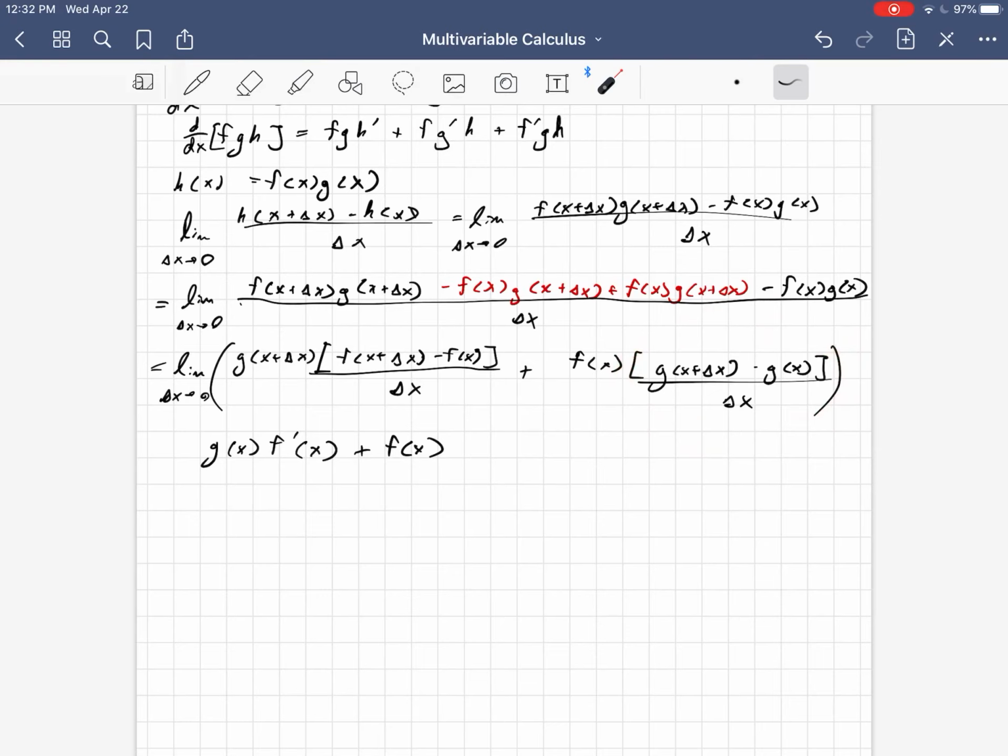Now, plus f of x, because with respect to delta x, the normal x is just a constant. And now all of this is the limit definition of the derivative of g of x. So this is just g prime of x. And so with that, we're done.